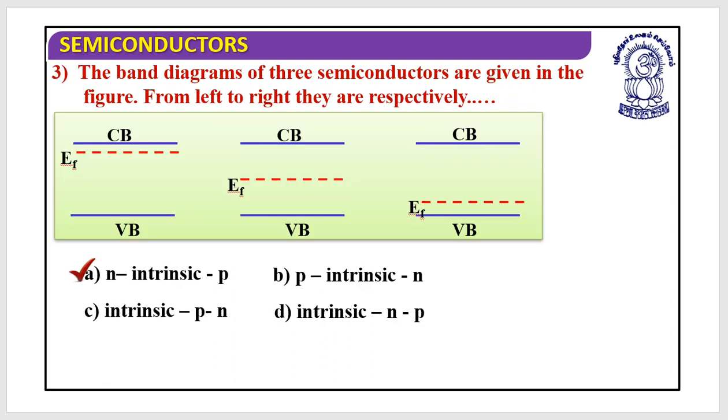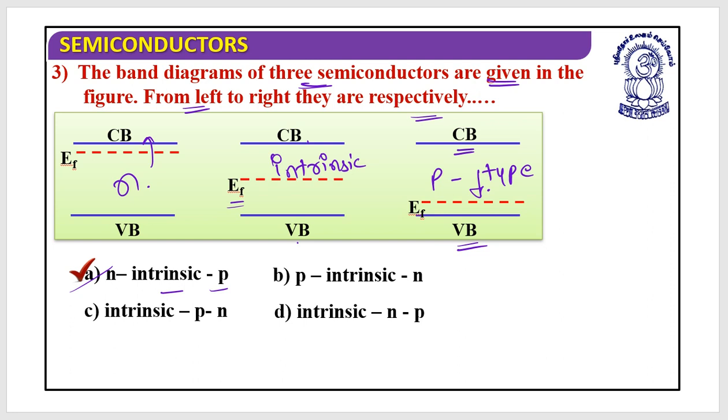Third one. The band diagrams of three semiconductors are given in the figure. From left to right, they are respectively: conduction band and valence band with the Fermi energy level shifted upward, so this would be the N type. Then conduction band and valence band with the Fermi energy level almost at the middle, this is intrinsic because it is at midway. And this one has the Fermi level on the downside, near the valence band, that means this is P type. So N, intrinsic and P type. I hope this is clear.